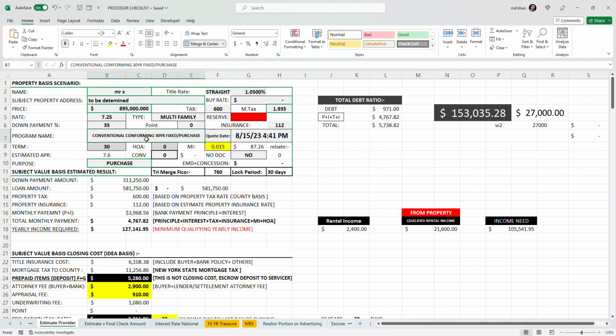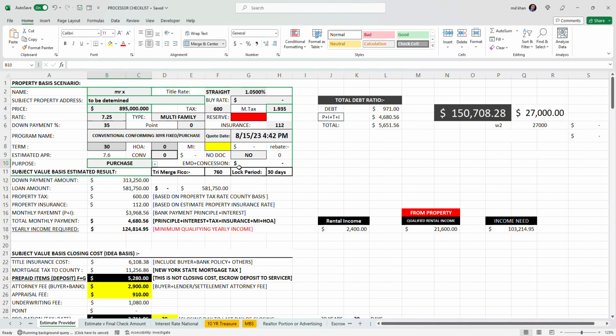Okay, and the program we are trying to qualify him for is a conventional loan, conventional conforming 30 years fixed, so the term will be 30 years, and the rest of the part. Okay, so mortgage insurance is not applied, because if somebody puts more than 20% down, he doesn't need to pay it. Estimated APR is just an idea, but it's not the right number. It should be higher. And this is not a no-doc program, so I think we almost got it. Okay, is this a purchase or refinance?